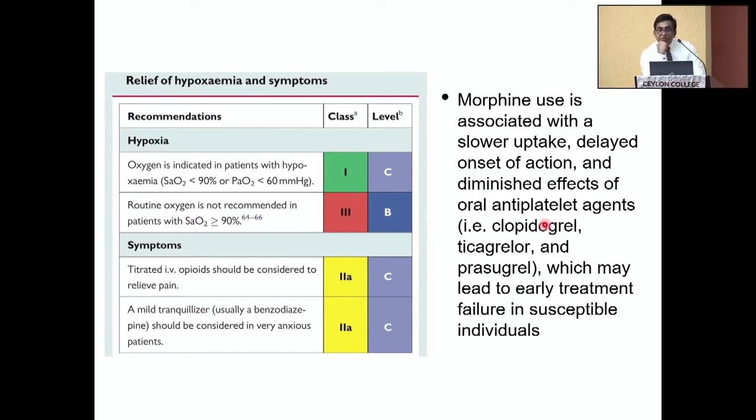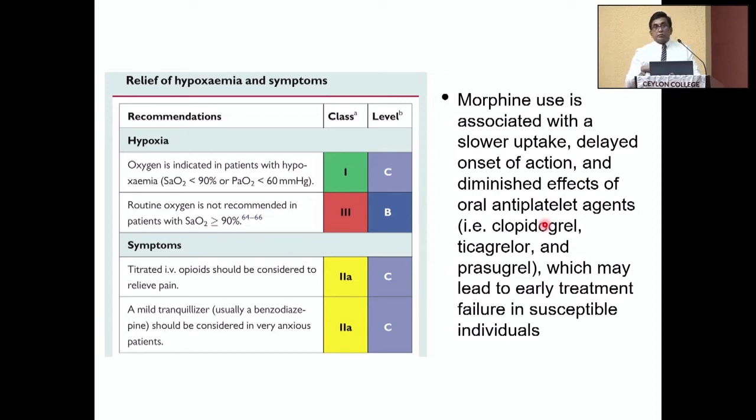If the saturation is less than 90, they need oxygen. If the saturation is more than 90, they don't need oxygen. Actually, it's not only not good, it is harmful. Therefore, you should never give oxygen to a patient with saturation more than 90.